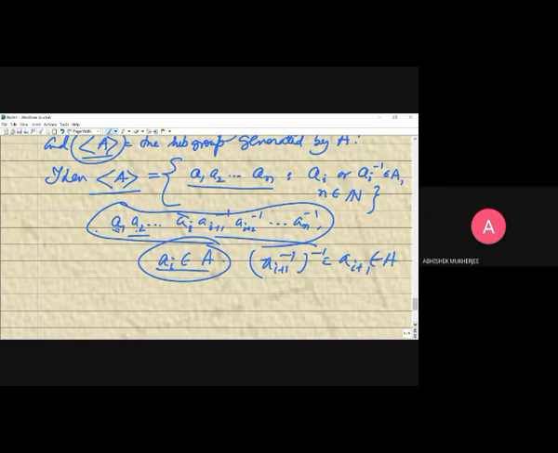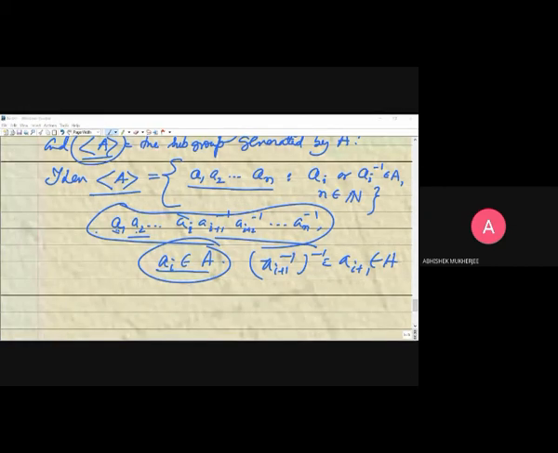So how to prove this theorem? Please give me one minute.